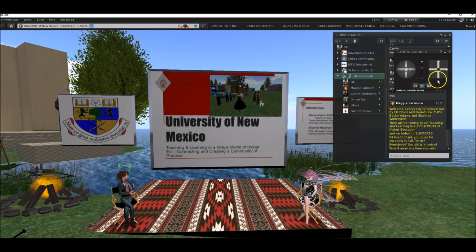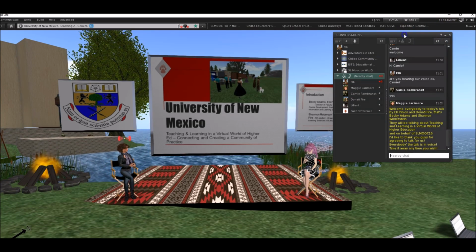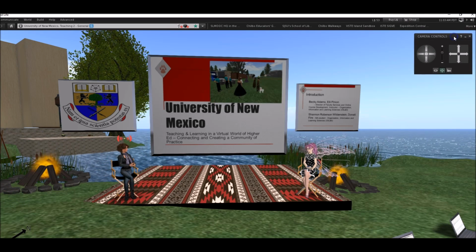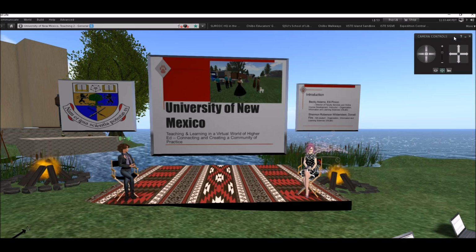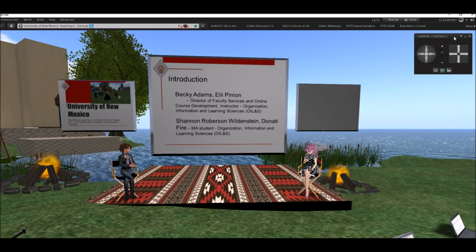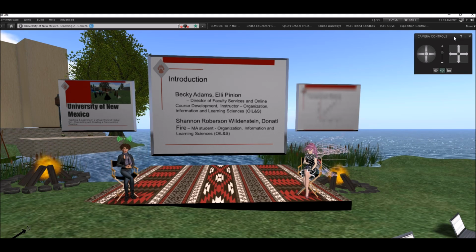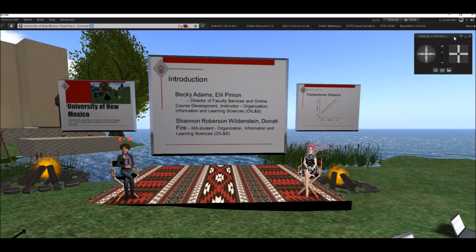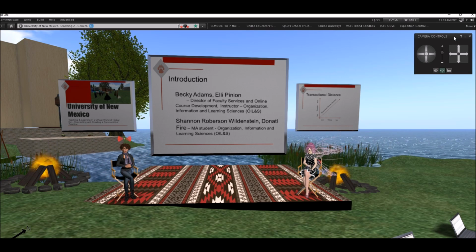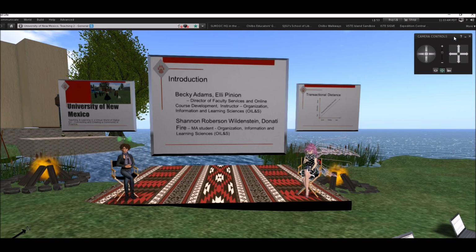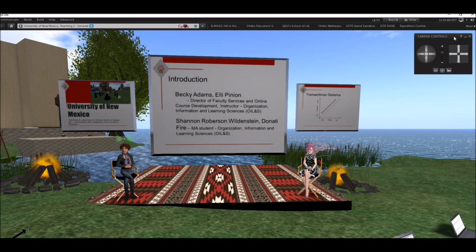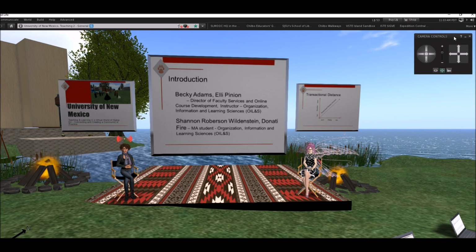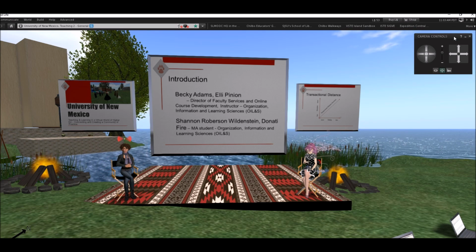So as Maggie said, I am Becky Adams, Elli Pinion here at NSL, and I am the Director of Faculty Services and Online Course Development at the University of New Mexico, and I'm also an instructor for Organization, Information, and Learning Sciences. And today, I have one of my fantastic students, Shannon Roberson-Wildenstein, and she is Donati Fire here in our virtual world. And we are just delighted to be with you.